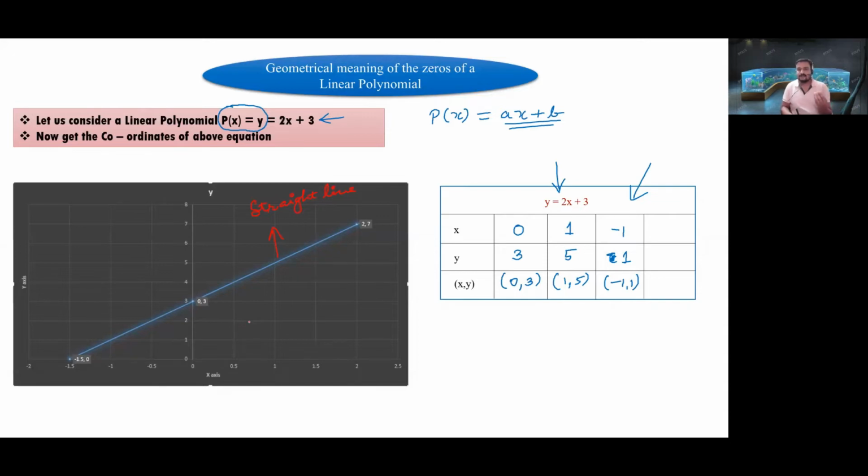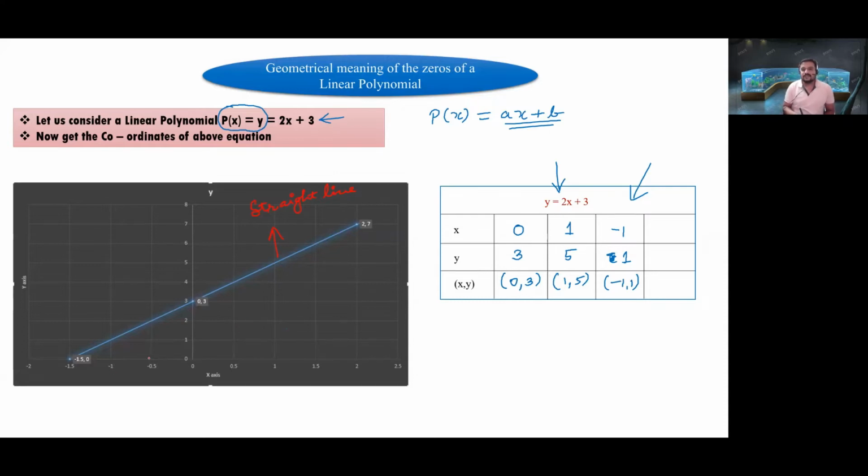ये topic आपके exam point of view से नहीं है, just for your knowledge it is. Okay, in exam they will not ask you to plot the graph and find out the zeros from graphically plotting the points. That is not the case. It is just for your understanding of this complete topic, graphical representation of the polynomials.